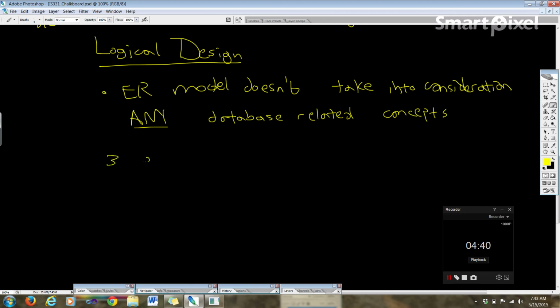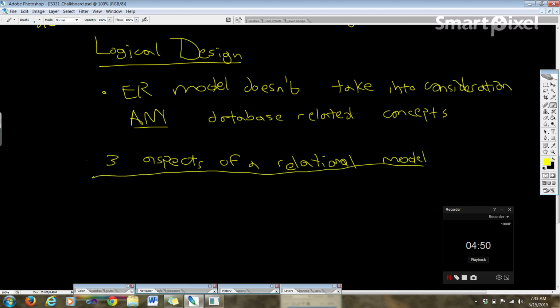And we have three aspects of a relational model, and this is where we're going to end off. So you can maybe think of what those three aspects are, and I'll see you in the next tutorial.